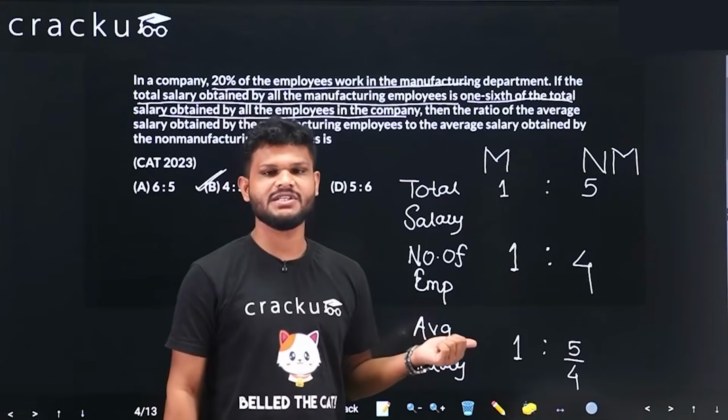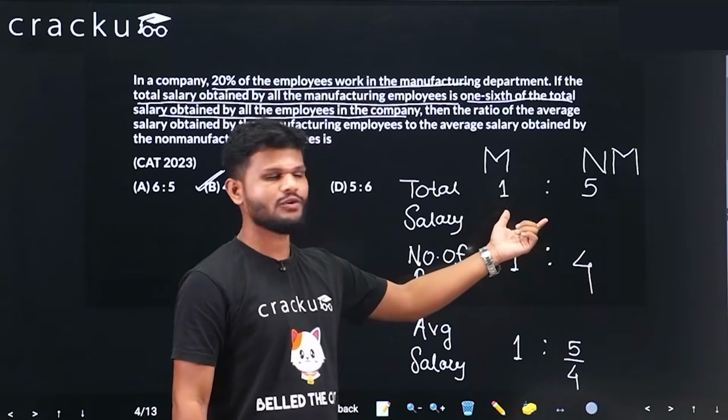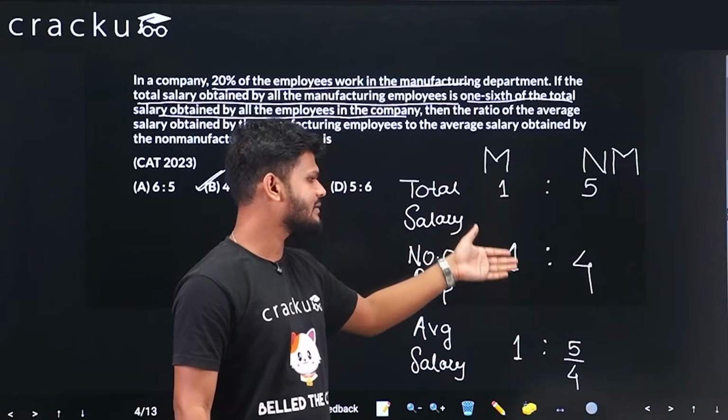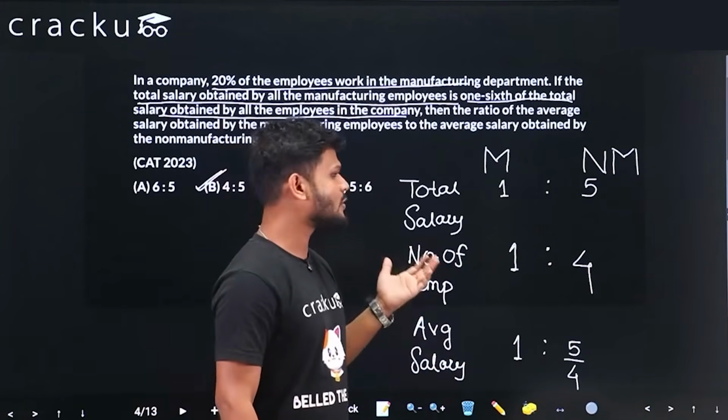Did we write any equations here? We didn't write any equation. We just took the ratio of total salary for the two departments, then the number of employees in the two departments, and then we just divided the given terms to get the ratio of average salaries. So this is how you solve this question.